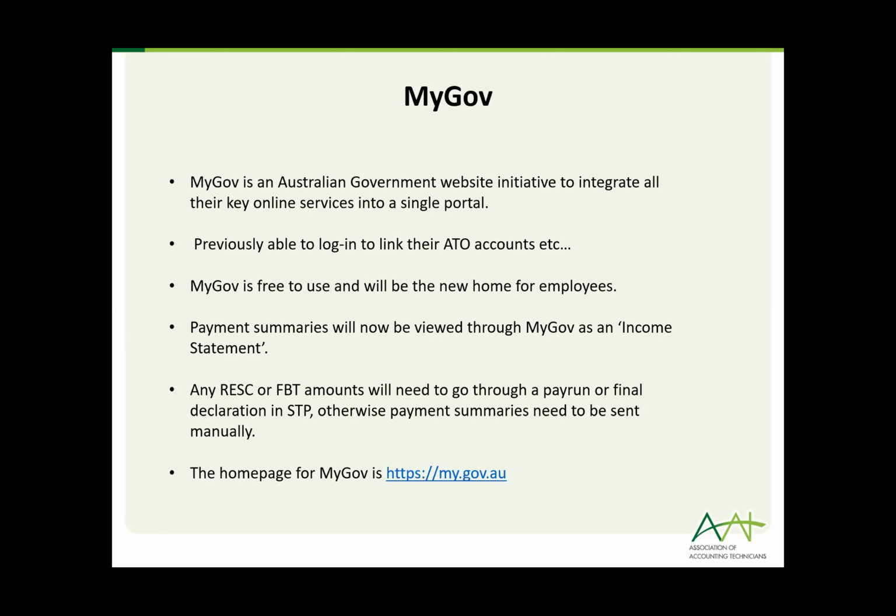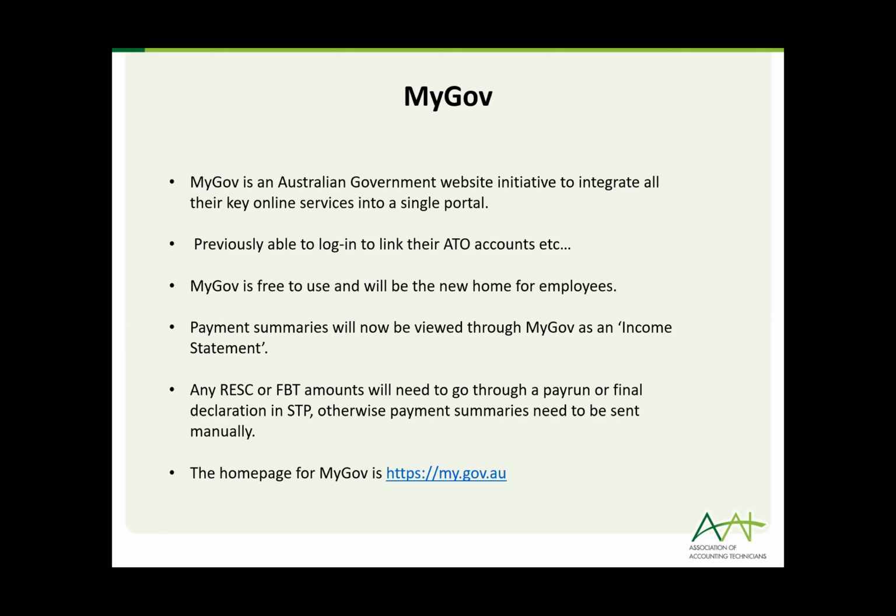So instead of payment summaries being emailed to your employees, you'll be able to lodge what's called an income statement. So in the software, you'll process each pay run. At the end of the year, you'll have a final declaration that will be lodged through the software, after which the employees can view their income statement under their My Tax section, and this will show then as tax ready.